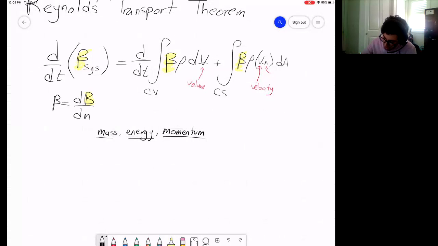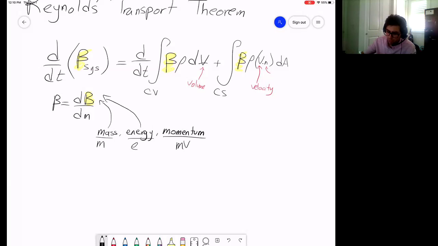So we said B can be equal to mass. This one can be mass, or it can be energy. You can plug in E. You can plug in m for mass. What about momentum? What do you plug in if you want to find the momentum? How would you calculate momentum? mv for linear momentum. Yes, for linear momentum, it's mv. It's just mass times velocity.